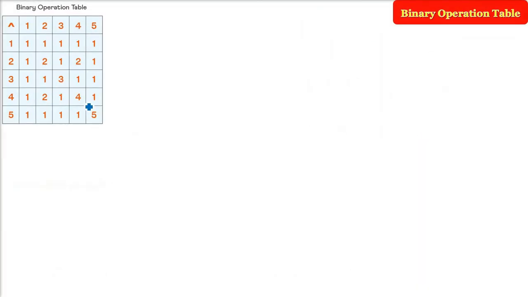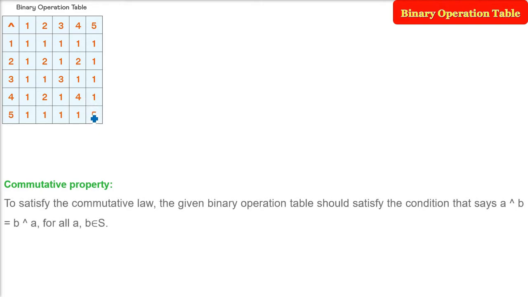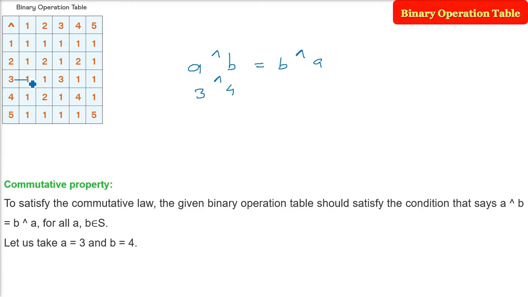The next property we will try to ponder upon is the commutative property. So commutative means A cap B should be equal to B cap A. Okay, we are commuting, we are changing the position of A and B. So let us take A as 3, B as 4. You can take any value. I'm just taking A as 3, B as 4. So this is 3 from horizontal, 4 from vertical. The result is 1. B cap A.